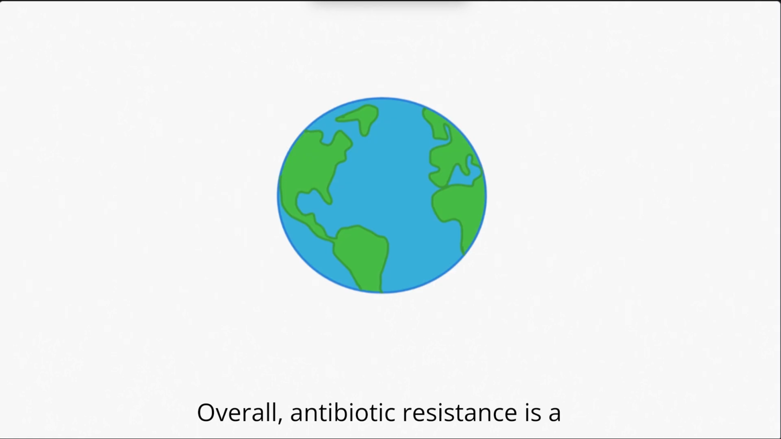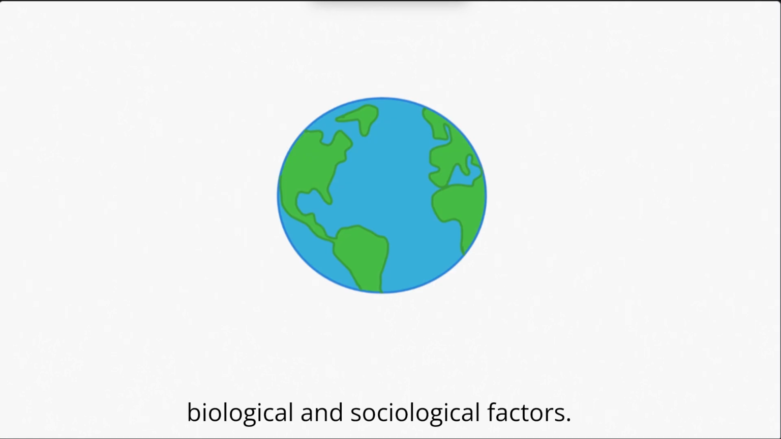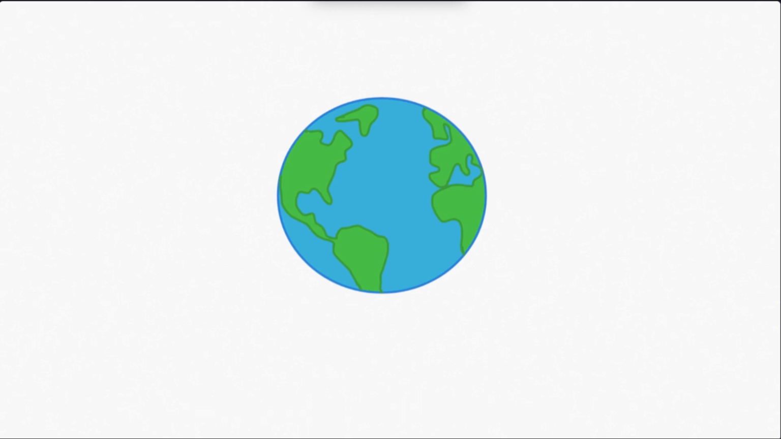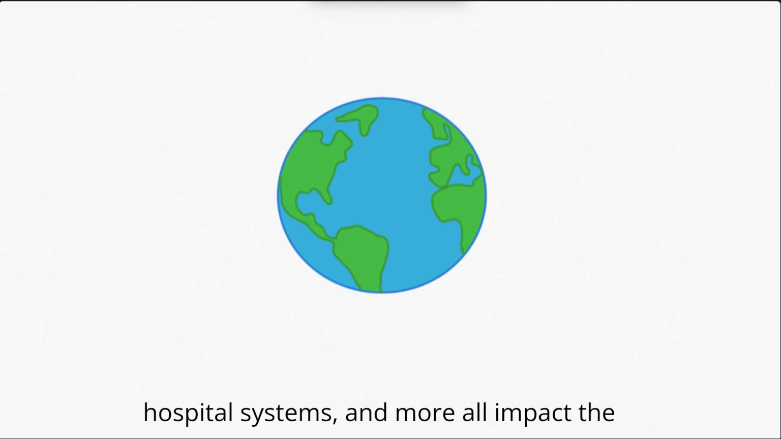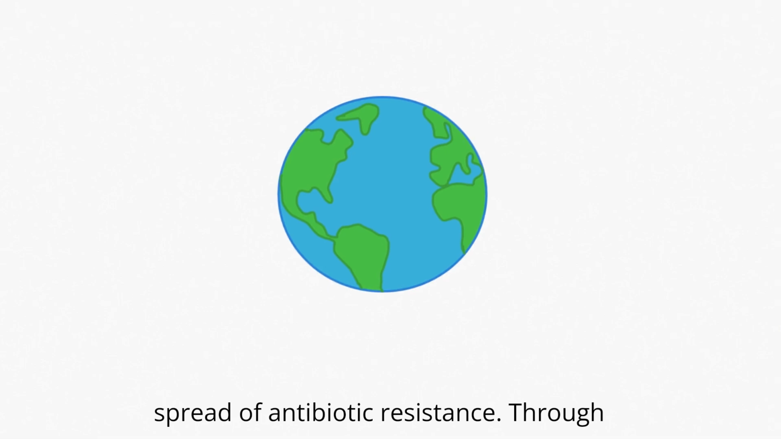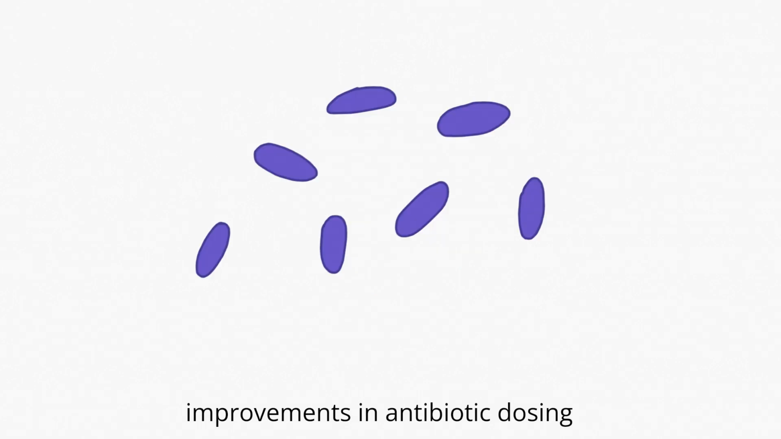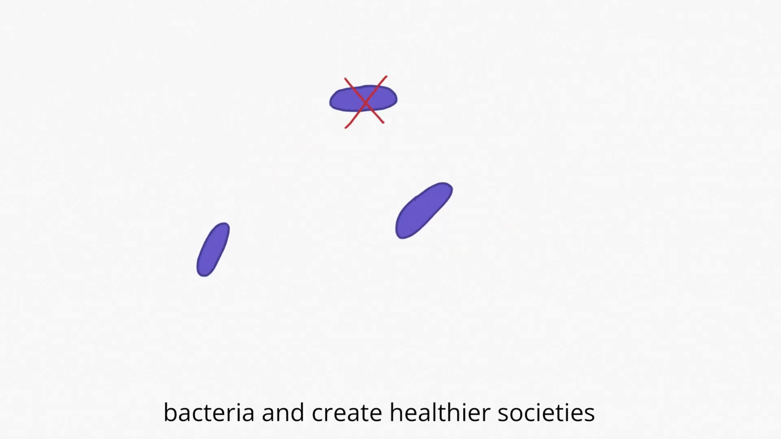Overall, antibiotic resistance is a global health problem, influenced by both biological and sociological factors. Along with biology, factors such as misleading communication, quality of hospital systems, and more all impact the spread of antibiotic resistance. Through research, clear communication, and improvements in antibiotic dosing procedures, we can prevent the development of antibiotic-resistant bacteria and create healthier societies and ecosystems.